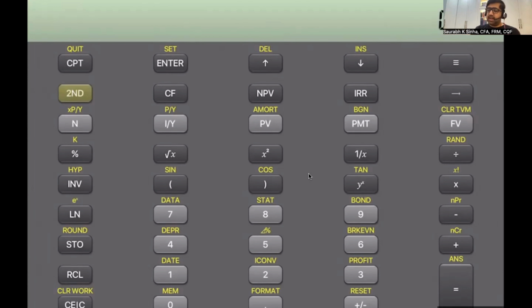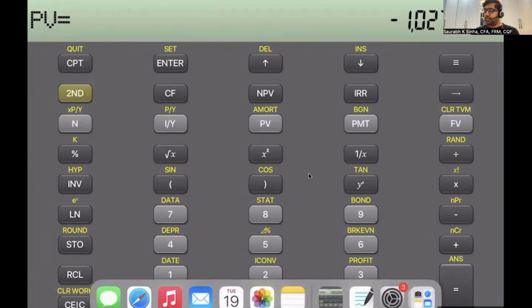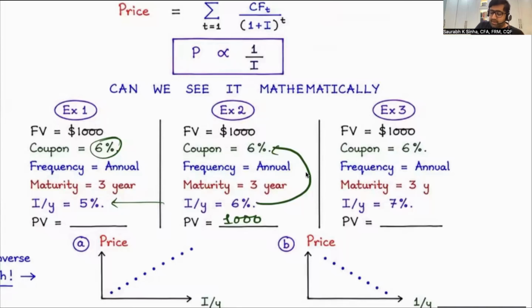Second clear work, second clear TVM. 1000 FV, PMT is 60, N is 3, 5 is I/Y, compute PV. 1027. This is the price of the bond.